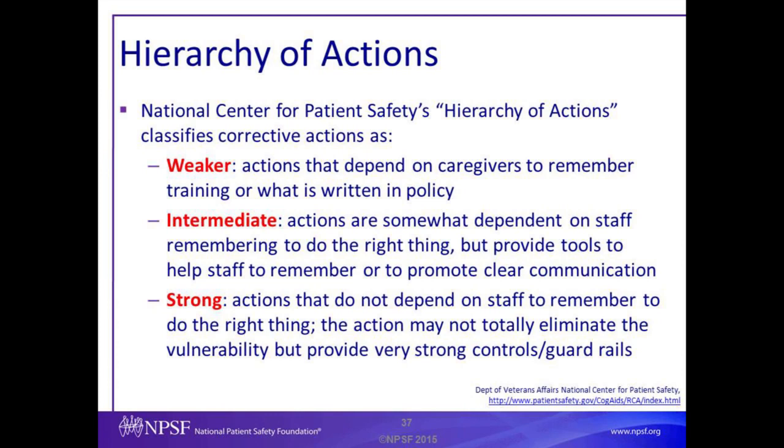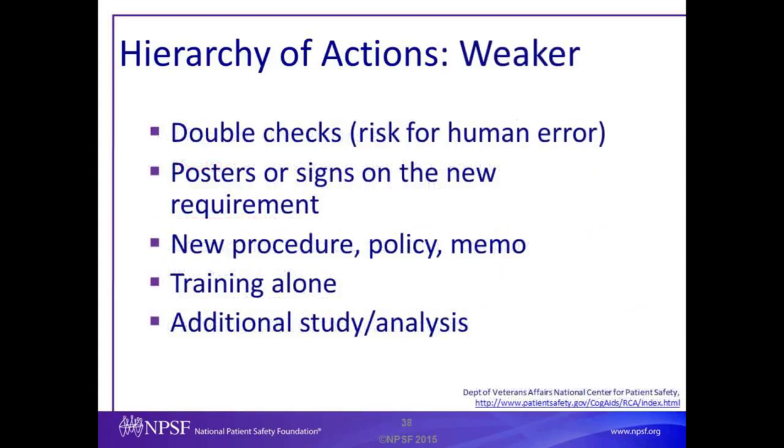The checklist could be a support, but it's not the end-all and be-all. Examples of stronger items include not depending on staff to have to remember to do things. Instead, construct the environment so it actually helps people operate in the manner we want them to. Specific types of weaker actions would be double checks, posters, or a new policy, procedure, or memo. But people are inundated with knowledge anyway, so will they read these things? Other weaker actions are training individually and additional study and analysis.